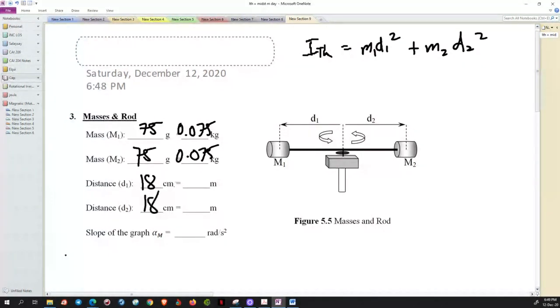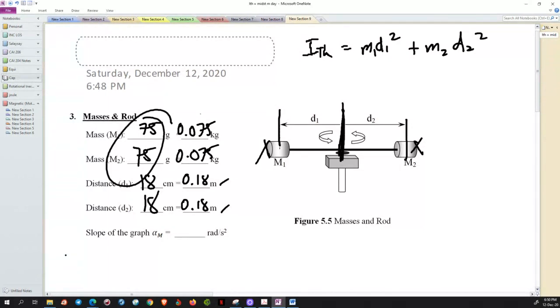So D1, D2 is 18 centimeters. 18 means from the center here up to the center of mass, not the edge. Clear? 18 centimeters divided by 100, that means 0.18. These two values are constant. That means this will not change. This one will change, maybe by a small amount, but the masses and the distance will not change. Okay?